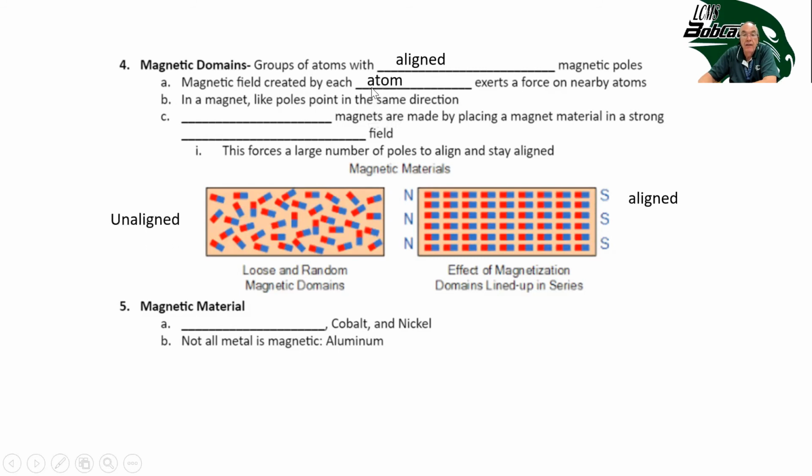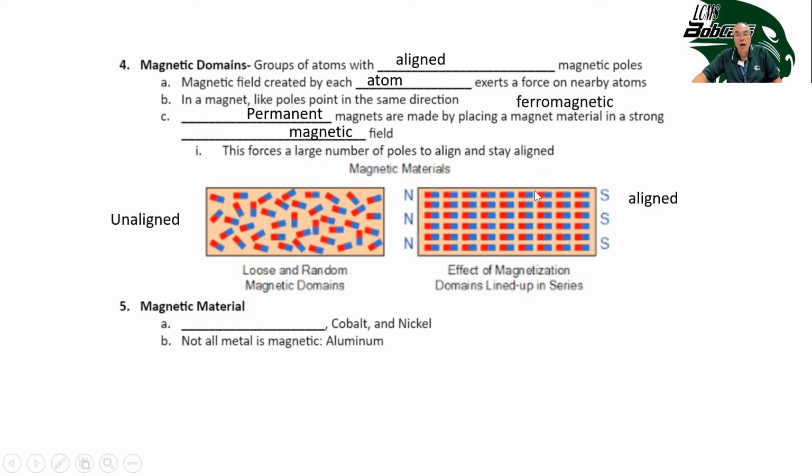Okay. So magnetic fields are created by each atom, which exerts a force on a nearby atom. In a magnet, the like poles all point in the same direction, like this example down here. These are called permanent magnets, and they can be made by placing a piece of iron in a strong magnetic field. If you leave it there long enough, the atoms in that piece of metal, like iron, will turn around, and eventually over time they'll get lined up, and they'll stay lined up. They get comfortable in their new position, and then they stay that way.